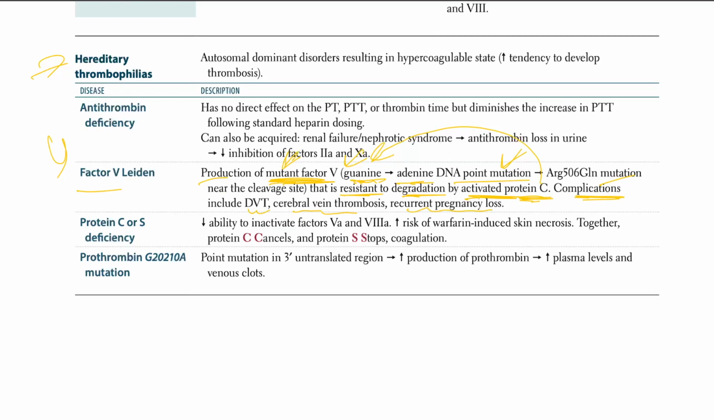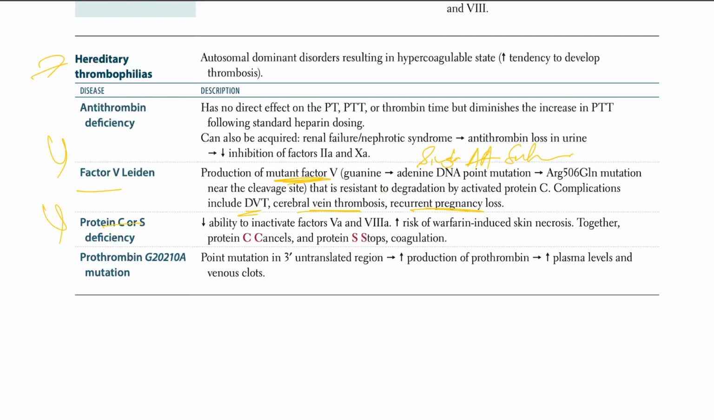So, one more thing here: you will have a single amino acid substitution. What was the problem? A single amino acid substitution. Now, it can lead to DVT, cerebral vein thrombosis, and recurrent pregnancy loss. Okay, that's factor V Leiden.